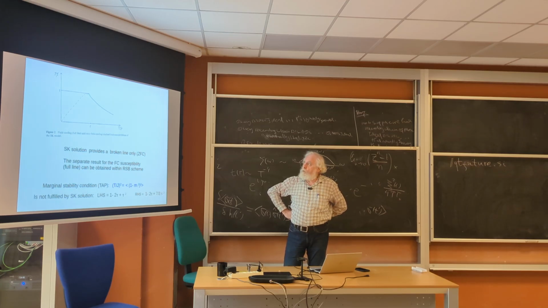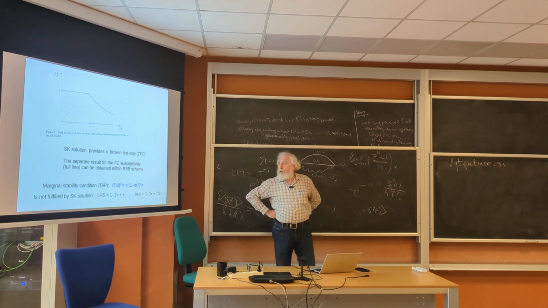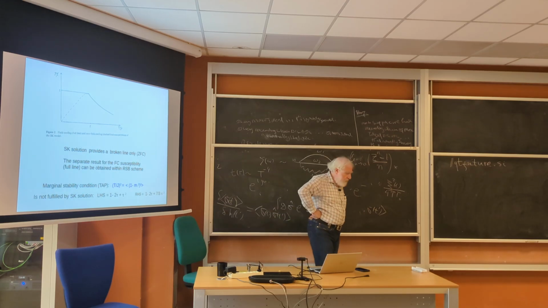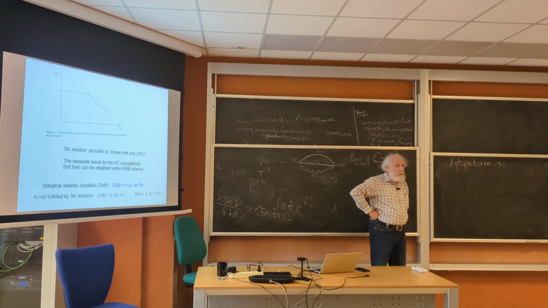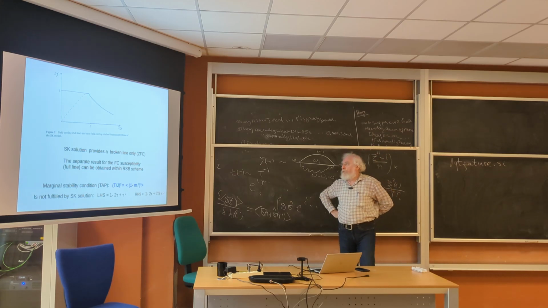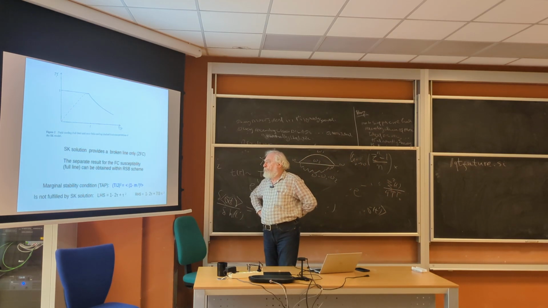Within Sherrington-Kirkpatrick solution, we do not obtain this field cooled magnetization. The only thing we obtain is this zero field cooled solution shown by broken line. Now, in order to get this field cooled susceptibility, it is absolutely necessary to use more advanced approach with breaking of replica symmetries between replicas. That we will discuss next time.